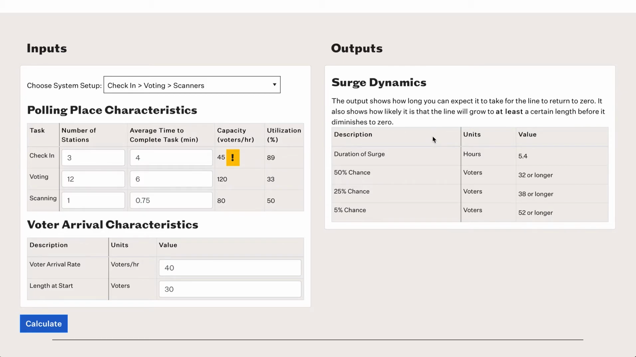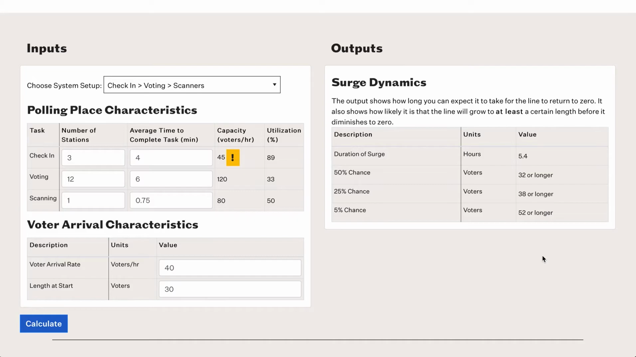First is the duration of the surge, which is the average time that we expect the line will be at the polling place until it dissipates. In this case, about 5.5 hours. In the time between poll opening and when the line finally dissipates, again, on average that's 5.5 hours, but it may be slightly lower or higher. Whatever the dissipation time is, during that time, we're reporting that there's a 50% chance that the line will reach at least 32 voters, a 25% chance that it will reach at least 38 voters, and a 5% chance that the line will be 52 voters or longer.